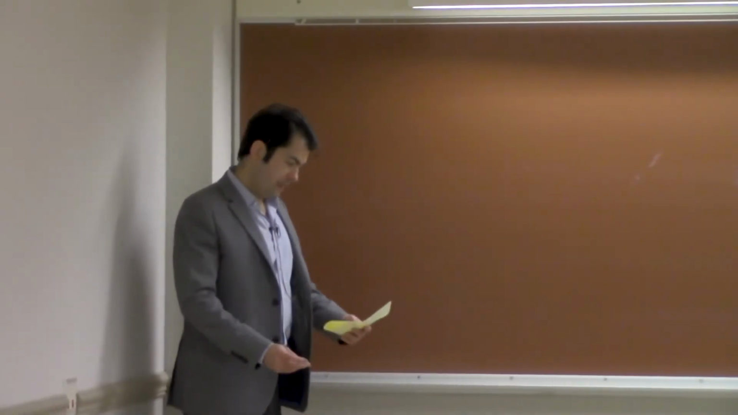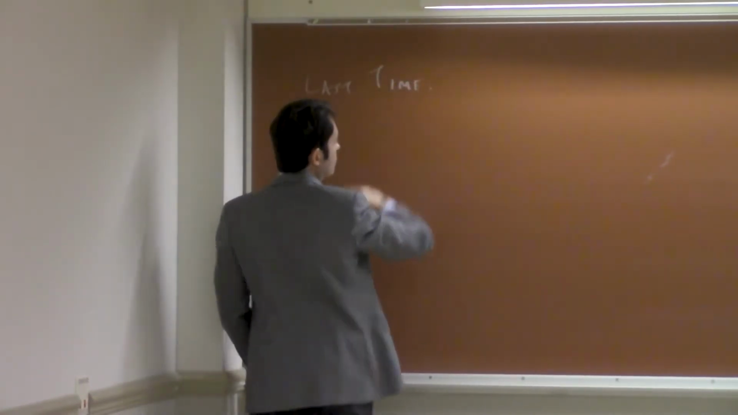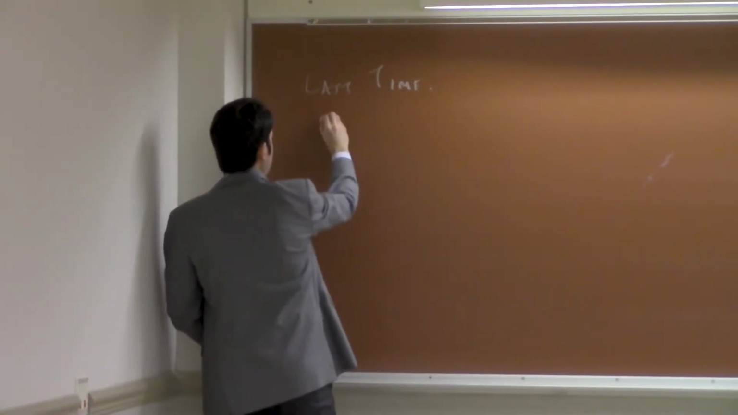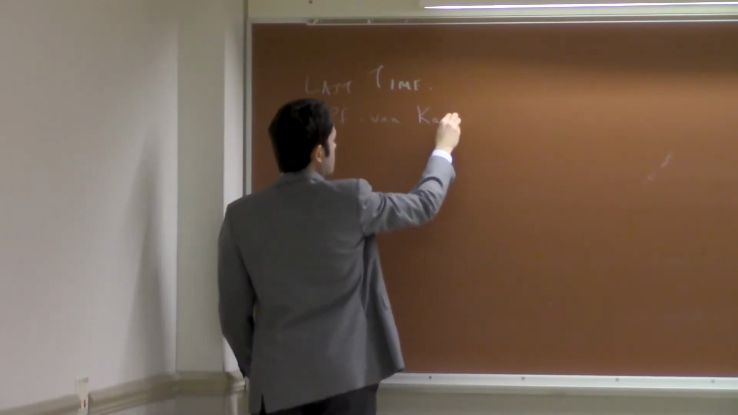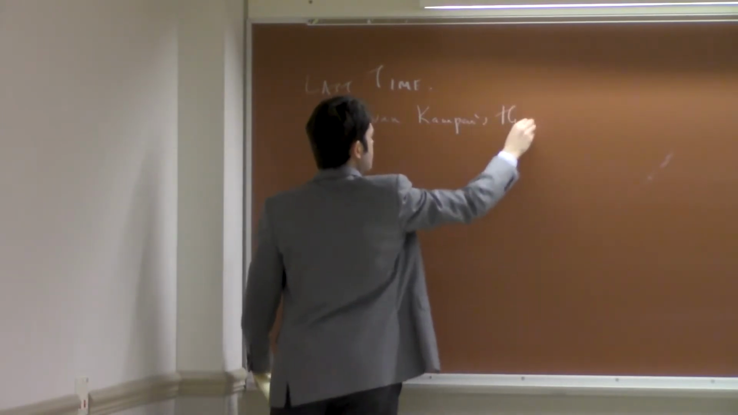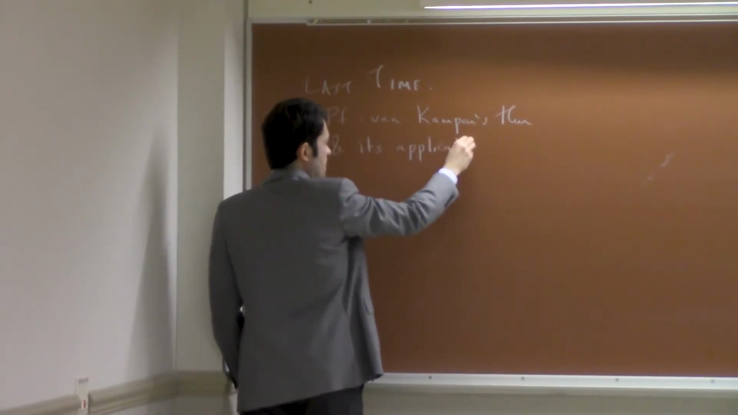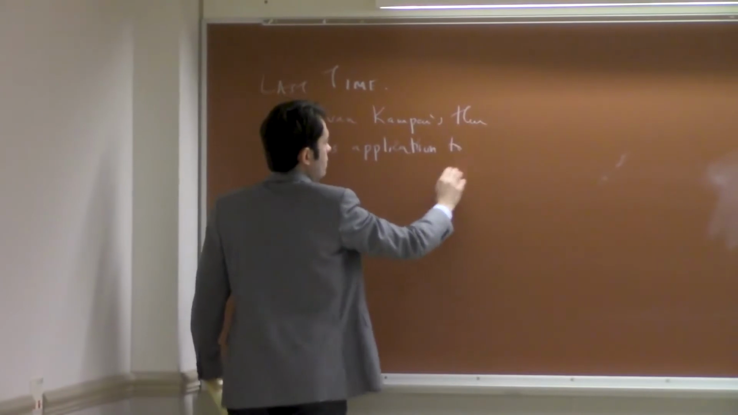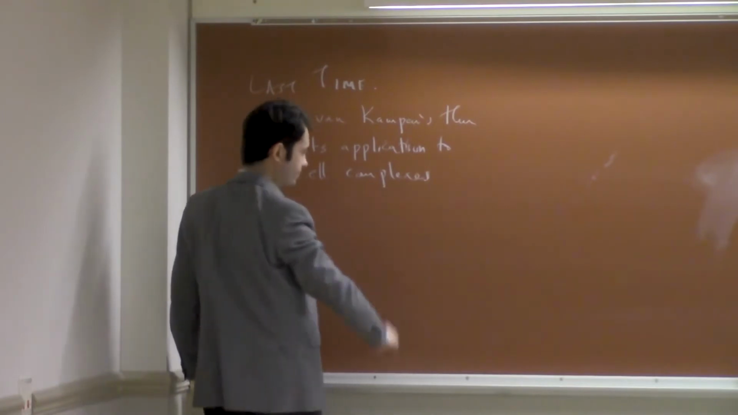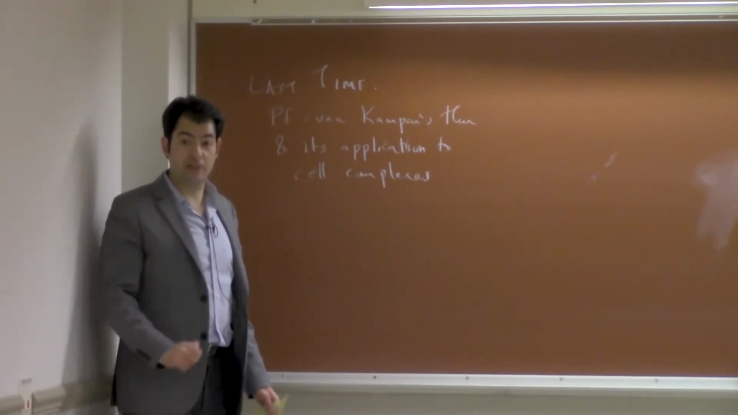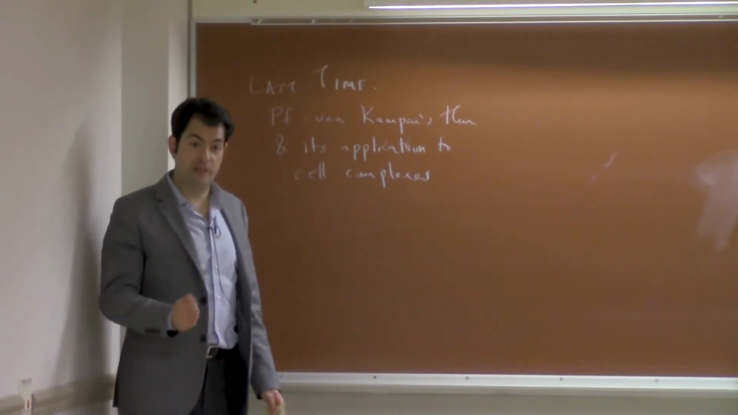Great. So last time we talked about how to prove Van Kampen's theorem and its applications to cell complexes. And I mentioned at the end of class last time that what we would do next is go back to how we computed the fundamental group of the circle, which gave us the integers.